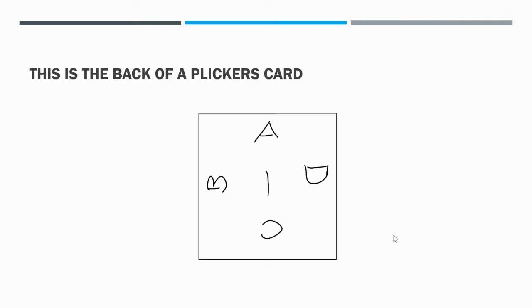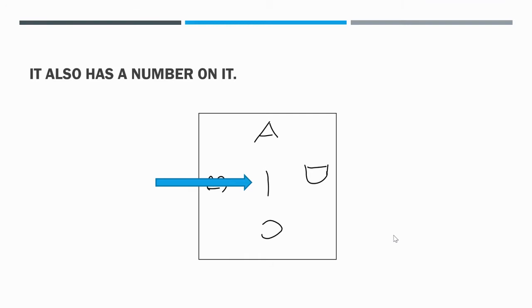On the back of your Plickers card, I have labeled them A, B, C, and D as well, so that when you're looking at the back of your Plickers card, you're showing me the front of your Plickers card, and they have A, B, C, and D on it too. There's also a number on it, because each Plickers card is like a snowflake. No two are the same. That way, when I go to scan it with my phone, it gives me information just about you.